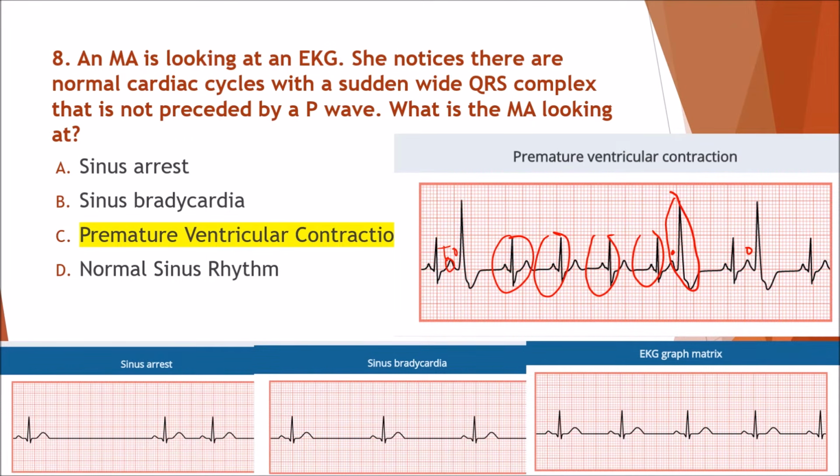A sinus arrest is when the heart stops, but in this case it just skips a beat. Sinus bradycardia is when the heart rate is slow. Remember that the heart rate should be 60 to 100 beats per minute, so anything below 60 would be sinus brady. And then normal sinus rhythm would be a heart rate that is between 60 and 100, as we just talked about.